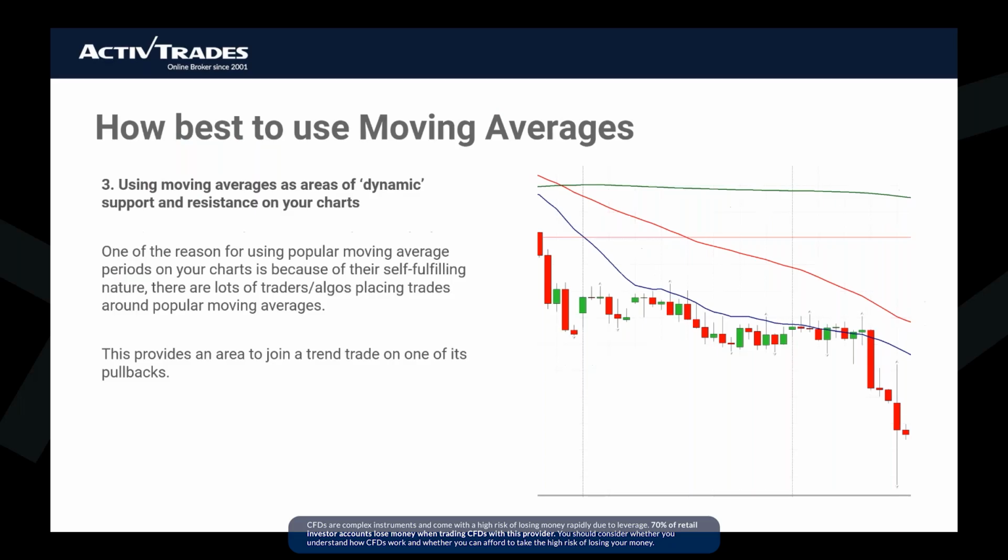One of the next best ways to use moving averages, and it's one that I particularly like myself, is to use moving averages as areas of dynamic support and resistance on your charts. Okay, so what do I mean by that? What does that actually entail?